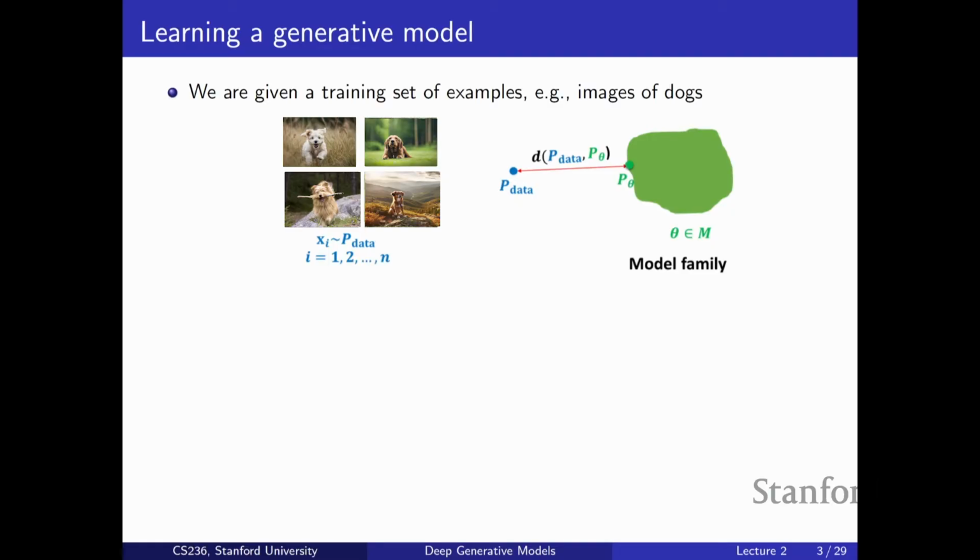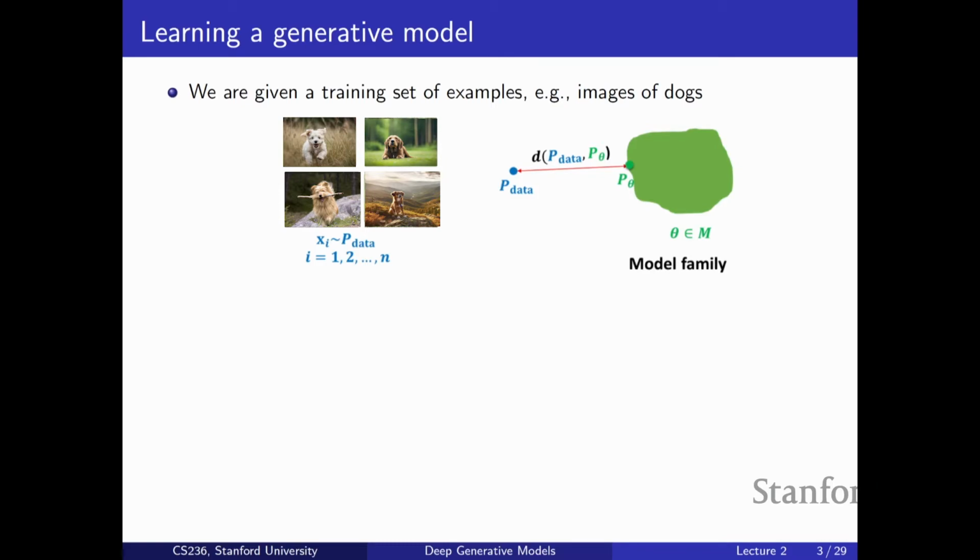And once you've defined this set, the goal becomes that of trying to find a good approximation of the data distribution within this set. In order to do that, you need to define some notion of distance. So you need to define a loss function. You need to specify what you care about and what you don't care about.